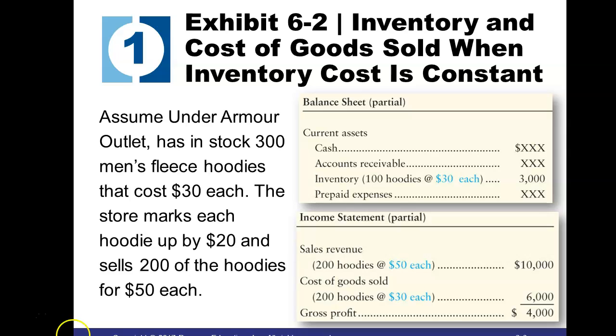So when we look at these two examples, our sales revenue is going to be the hoodies at $50 each. As you can see here, that's 10 grand. However, it cost us $30 each. So our cost is subtracted from our revenue to come up with our gross profit. And that's essentially the very basic fundamentals of how much did it cost us and how much did we sell it for. That difference is going to be our gross profit.